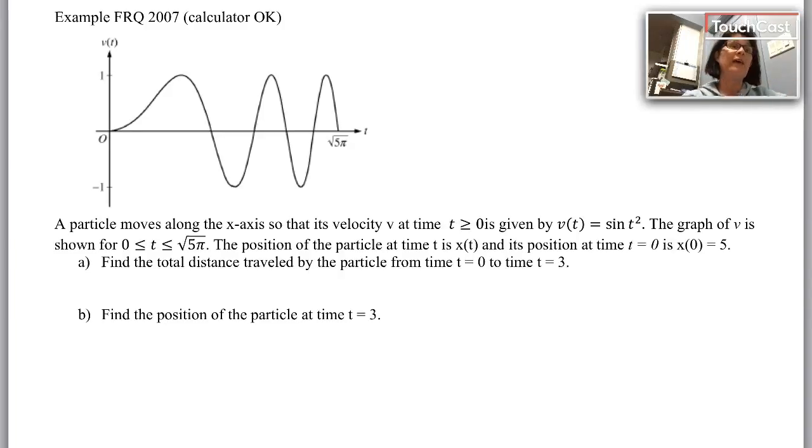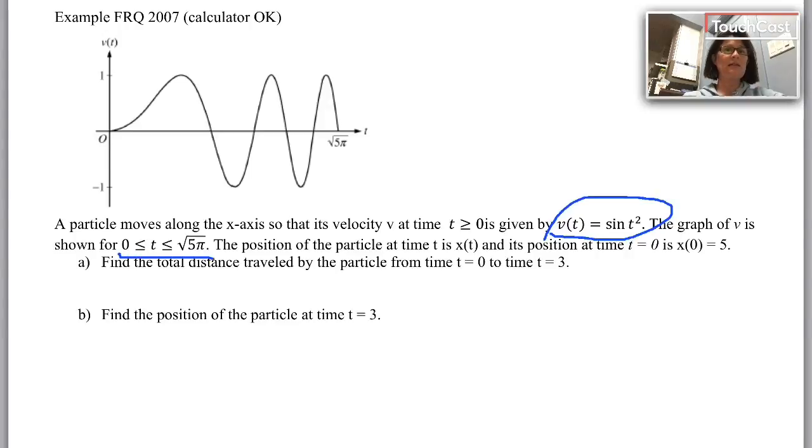All right, I have a similar problem here. So just notice that's very typical. I would say almost guaranteed that you would see a velocity graph or maybe a position or acceleration graph on the free response section and have to answer questions about the relationship between position or distance traveled, velocity, and acceleration. So here I have a particle moving along the x-axis. Again, I've been given the velocity.